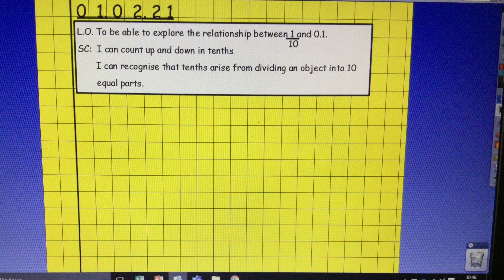Our learning objective today is to be able to explore the relationship between 1/10 and 0.1. To be successful, we're going to be able to count up and down in tenths, and we are going to be able to recognise that tenths arise from dividing an object into 10 equal parts.